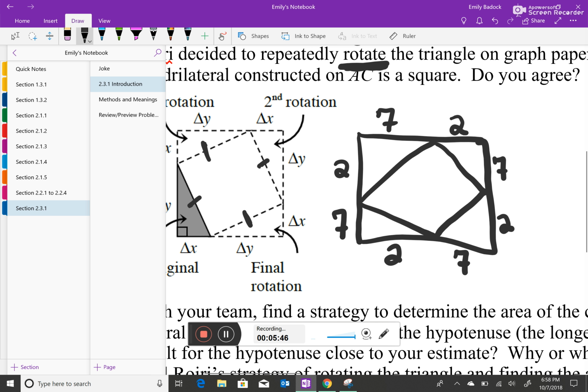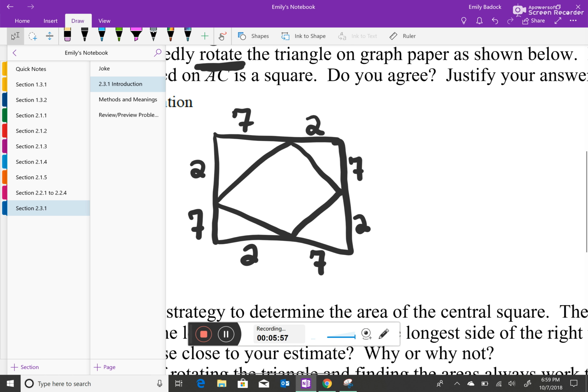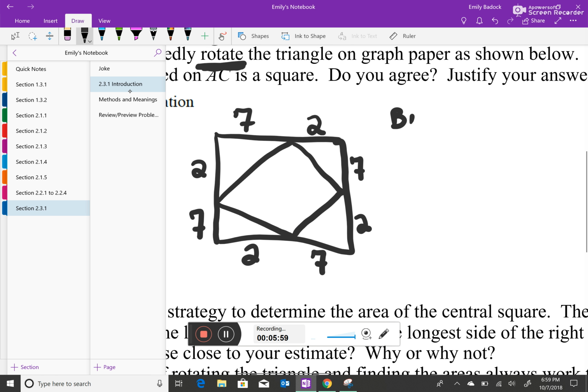So if this picture confuses you right here, go back to this, because I apologize, my drawing skills are quite horrible. Alrighty, so let's find the area of the bigger square. This side's 9, 9, 9, 9. So to find the area, it's 9 times 9, so it's going to be 81.